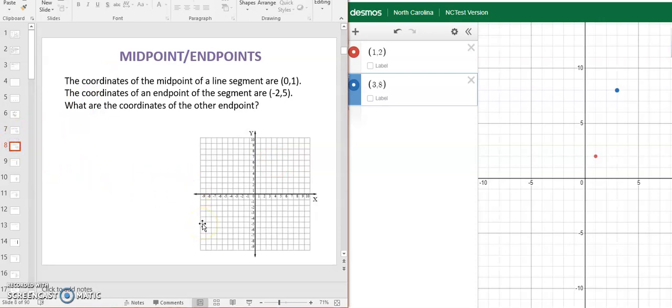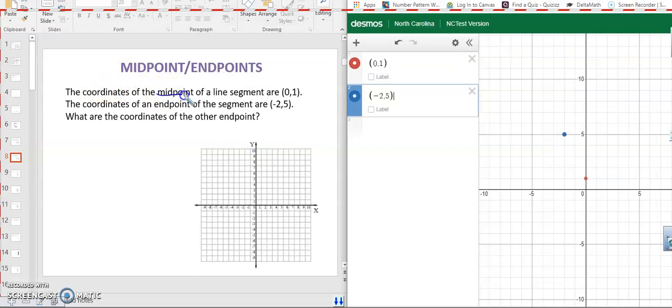Here's another one. This one is different because it gives you different information. Okay, so you need to make sure that you're reading it. This one says the midpoint of a line is 0, 1. So we're going to change our coordinates up here. 0, 1. And then an endpoint is -2, 5. Okay, so I still have my points drawn here. But what I want you to notice is that this said midpoint. That's the midpoint. This one says it was an end. All right, so this is an end, and this is the midpoint.